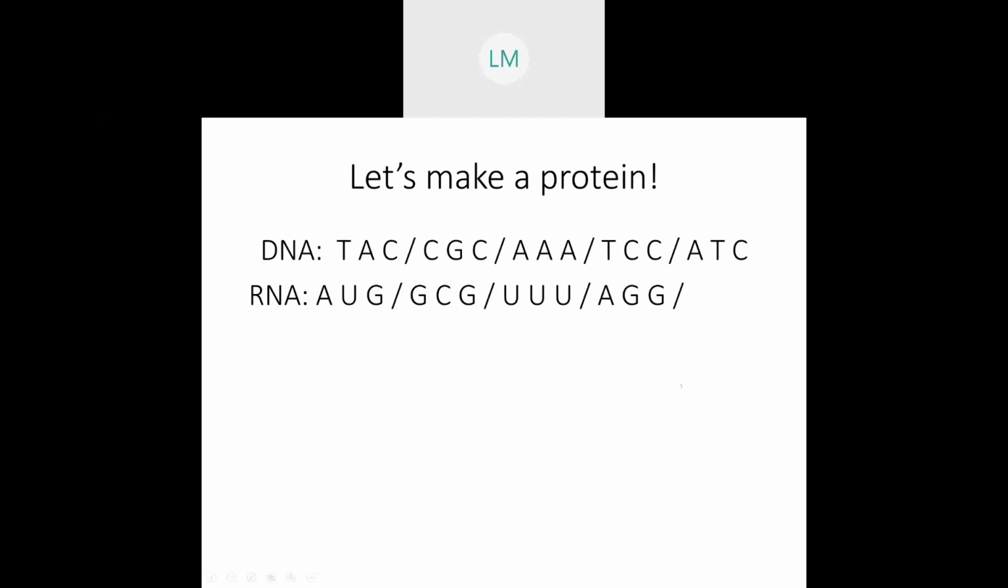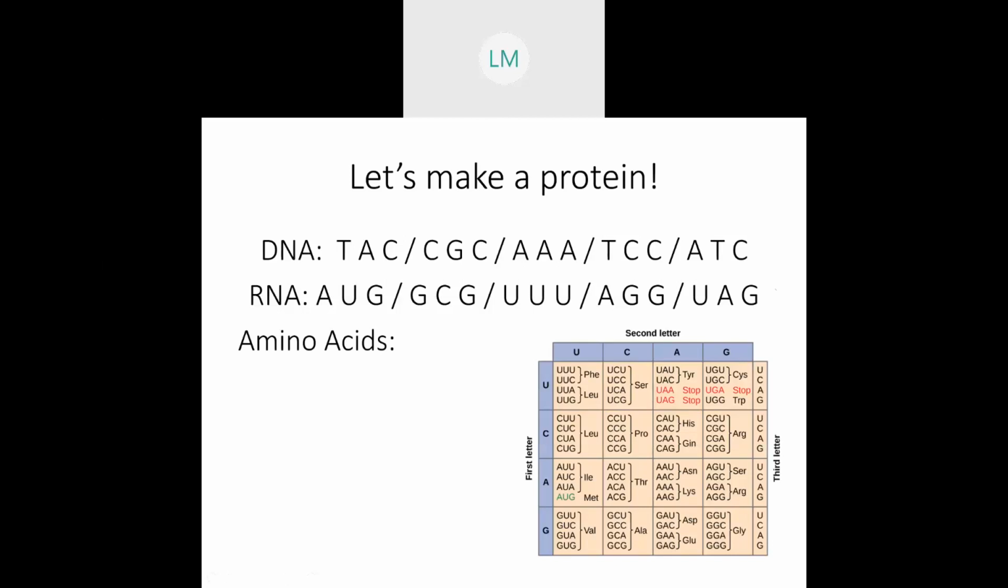So A always pairs with T, but we don't have T's in RNA, we have U's. So we're going to have U, A, and G. So this is our complementary RNA strand for our protein. And now what we do is we're going to take this chart and figure out which amino acids we're coding for here.